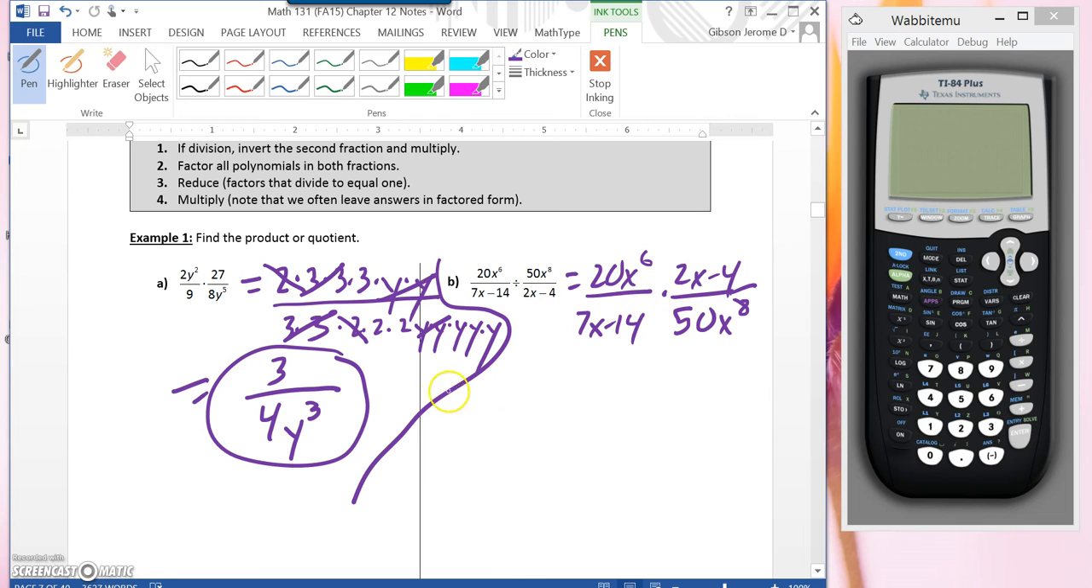Now we can do the prime factorization of 20. I'm going to go down here to give me more room. 20 breaks down to 2, 2, and 5. And then we have x to the 6. We know that would be 6 x's. And then we can factor out a 2 here. And then that would be 2 times x minus 2.